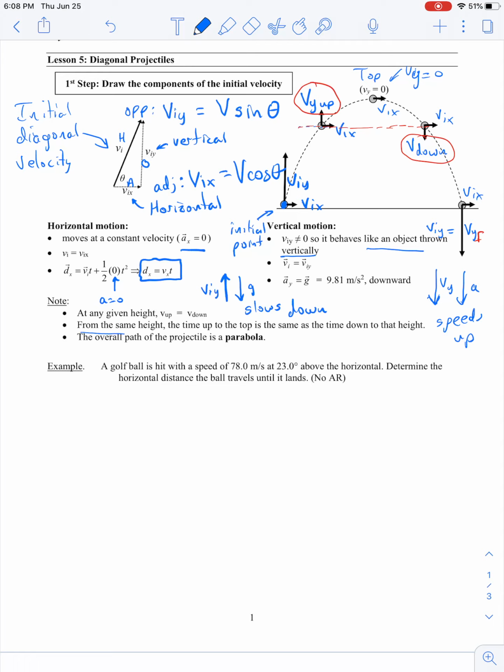Also, we know that for the same height, the time up is equal to the time down from that particular height. So if I measure the time to go from the ground up to the top, and if I measure the time to go from the top down to the bottom, then the time up and the time down are equal. And this overall projectile path is a parabola. It's governed by a quadratic equation, and quadratic equations produce parabolas, so we get a parabolic path.